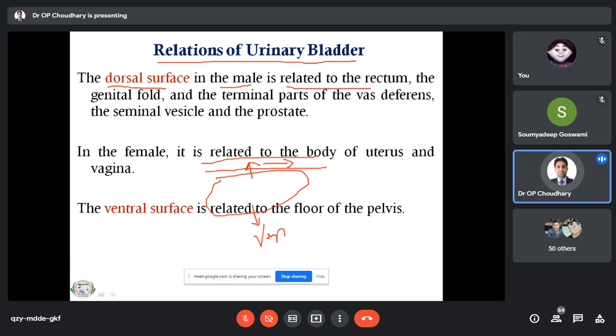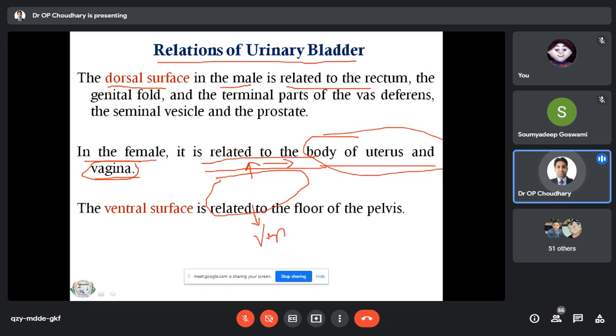These are the rectum, which is the terminal portion of the intestine, then the genital fold, then the terminal part of the vas deferens, the seminal vesicles, and the prostate gland. In the case of the female, it is related to the body of the uterus and the vagina. These two are the female genital organs which are present dorsal to the urinary bladder.